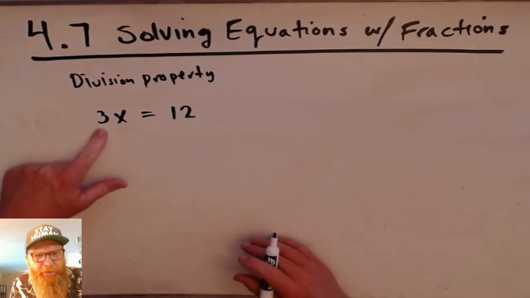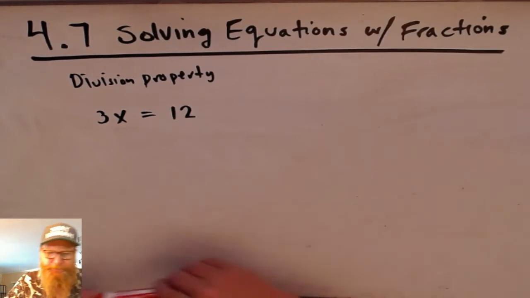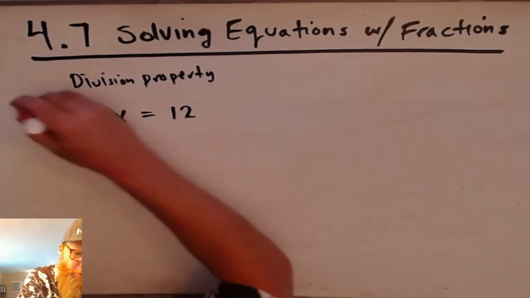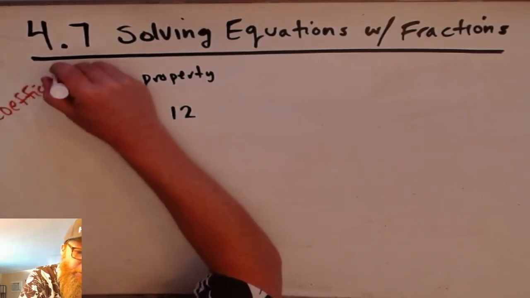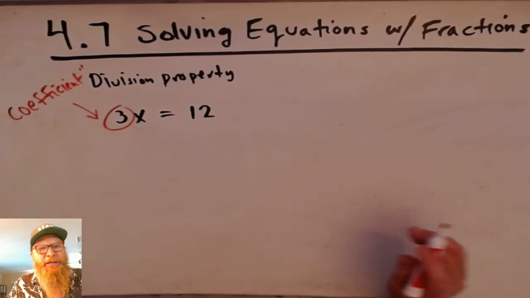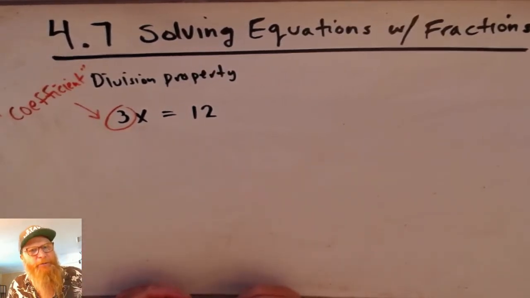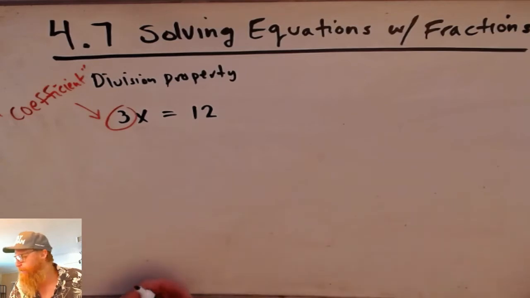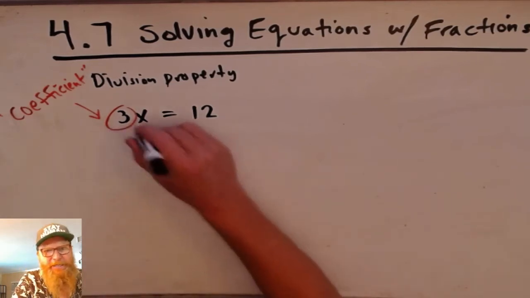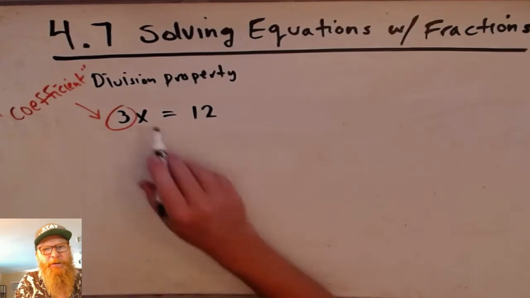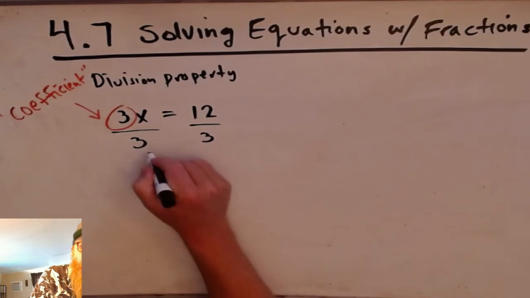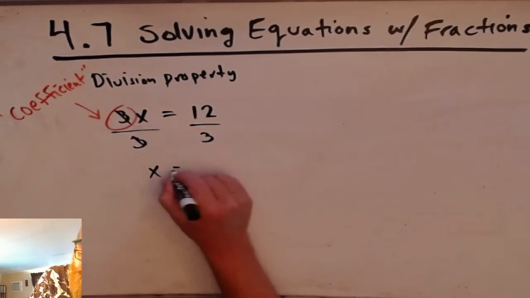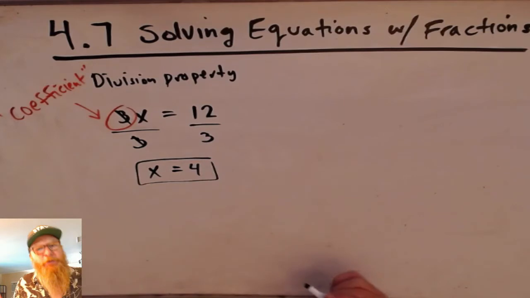That number we call the coefficient. It's a word you should definitely get to know. It's a fancy way to say the number that is multiplied by the variable. And it's an invisible multiplication. We typically don't write 3 times x because it's a little bit redundant. We just write 3x. So the division property basically says you can divide both sides by the coefficient, and the equation remains true. Yeah, it's a true equation or a true statement.